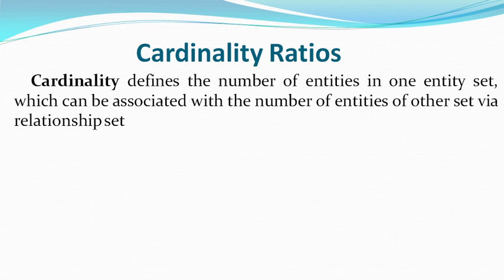Cardinality ratios means how the number of entities in one entity set is associated with the number of entities of another set via a relationship set. It means how the number of entities of one set is associated with the other entities of another set via a relationship.